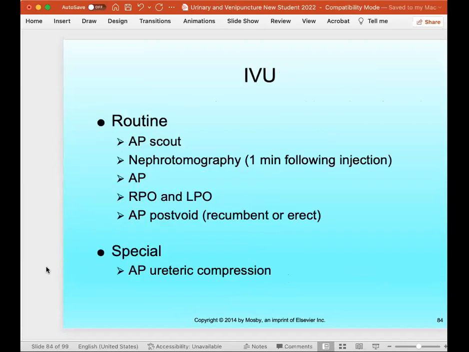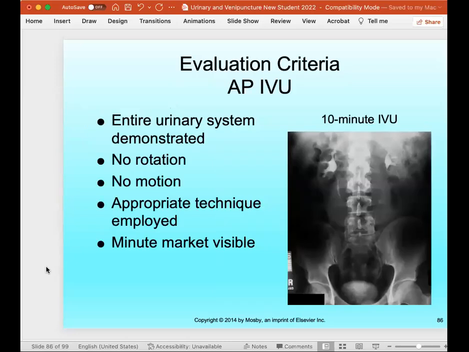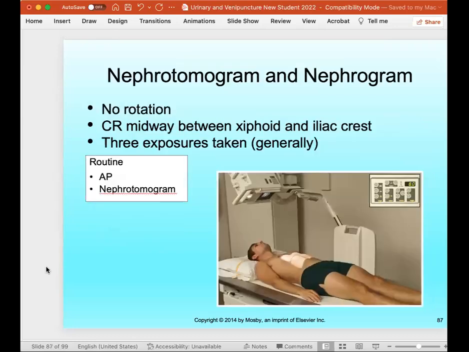Okay. So now I guess we're going to go into the actual positioning of the IVU. So it's a KUB, right? Center at the level of the iliac crest, include pubic symphysis, no rotation. Okay. This is a 10-minute.